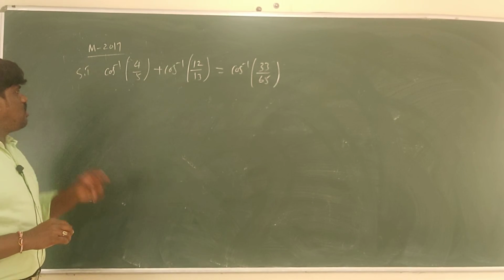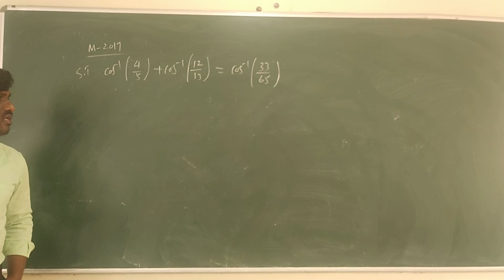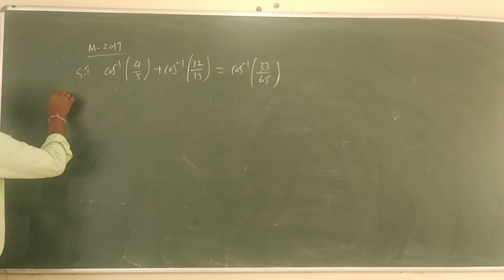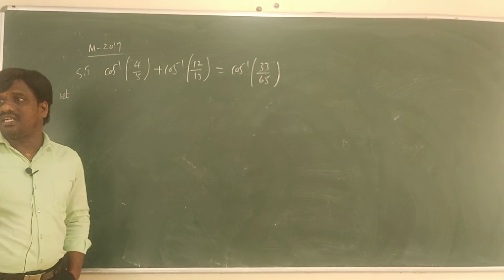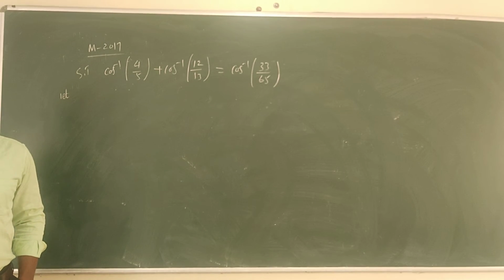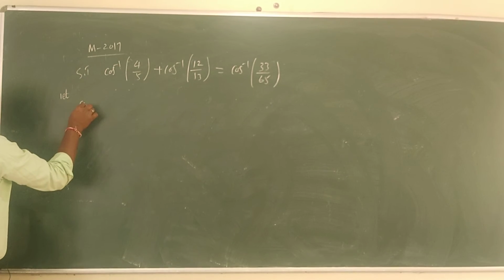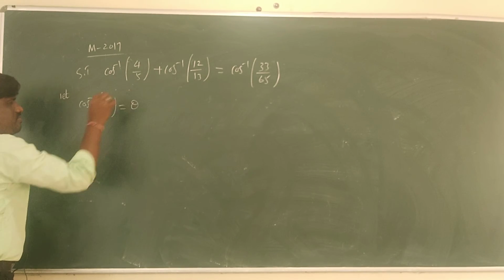Now look at this question: cos inverse 4 by 5 plus cos inverse 12 by 13 is equal to, I have to prove, cos inverse 33 by 65. How to do this? Look here. In JEE, there is a direct formula, which I gave. But board wise, there is no direct formula. So what do we do board wise? Let us take cos inverse 4 by 5 equal to theta.